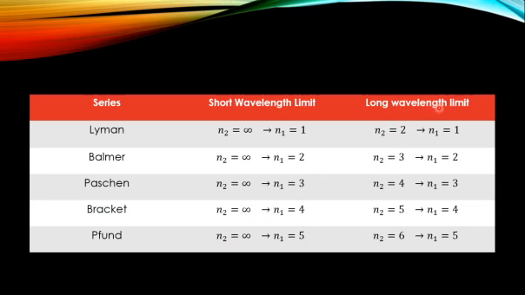Similarly you have the long wavelength limits, the immediate transition: for the Lyman series, that is 2 to 1, then Balmer 3 to 2, Paschen 4 to 3, 5 to 4 for Brackett, 6 to 5 for Pfund. So these are very important, as numerical problems will be asked based on this.